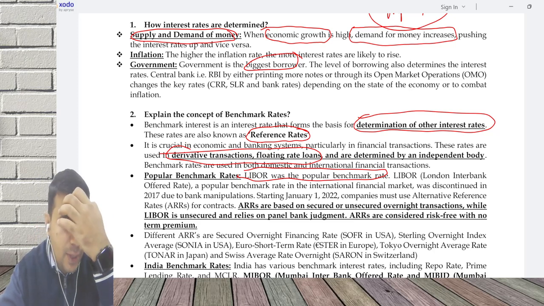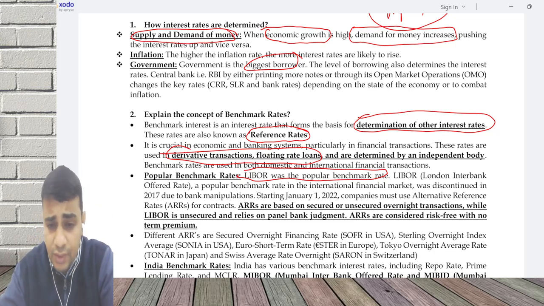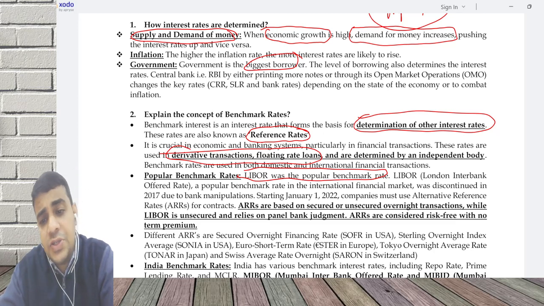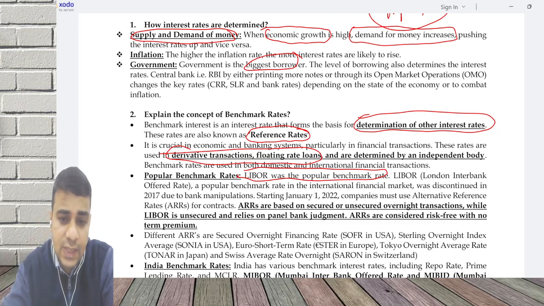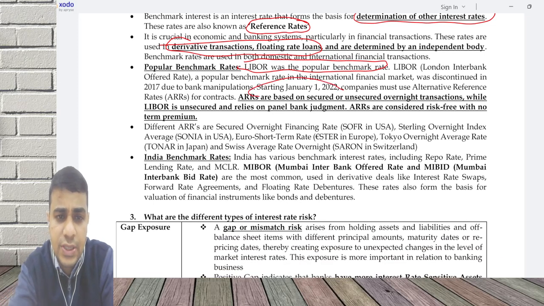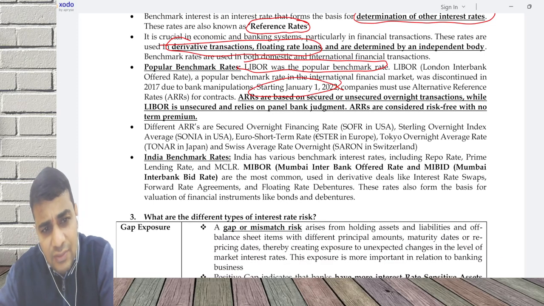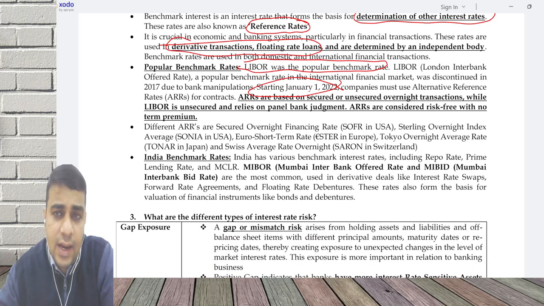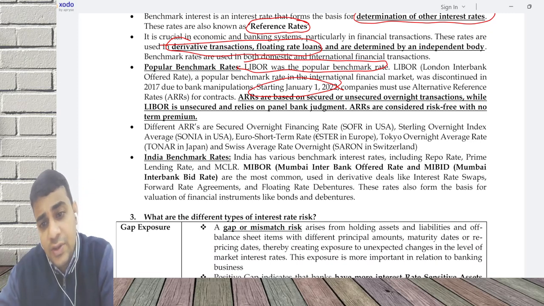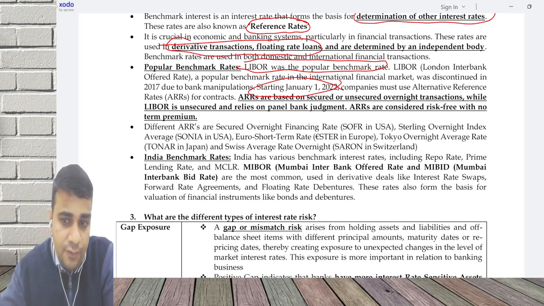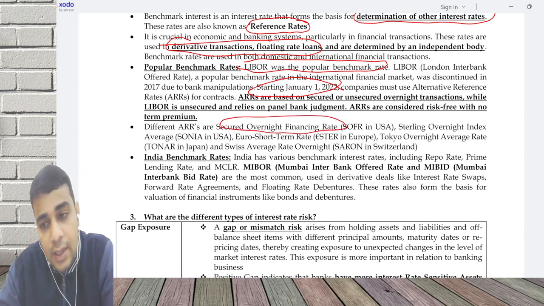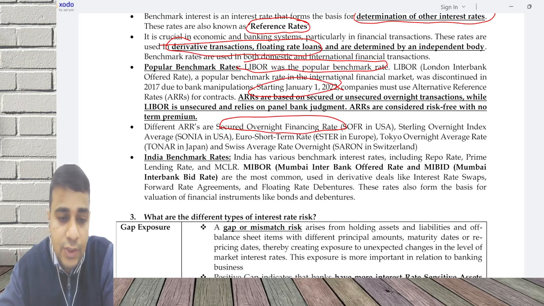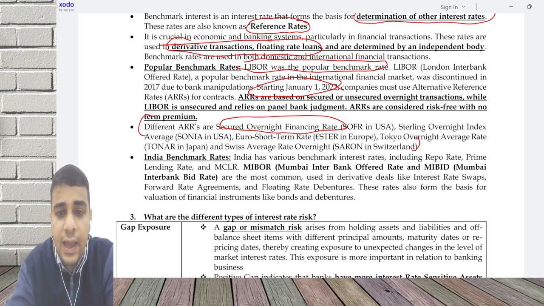Because some manipulation was done, the economy started shifting away from LIBOR. This happened on January 1, 2022. After that, they have started moving to ARR. What is ARR? It is the alternative reference rate, which is different in different countries. For example, in the US, we have the Secured Overnight Financing Rate. In the UK, we have the Sterling Overnight Index Average. In Europe, we have the Euro Short-Term Rate. So multiple rates are there. In India, we have MIBOR.